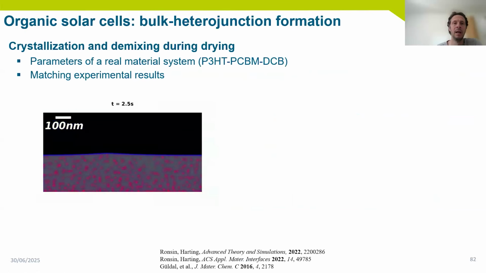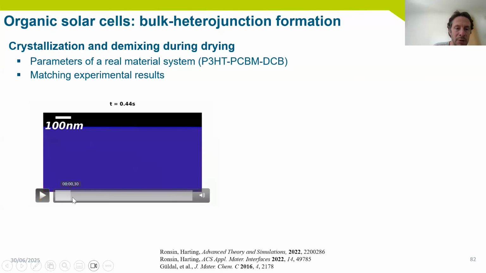How does it look now? Here I wanted to show you an example of drying of a mixture. This is an old system, P3HT, PCBM, DCB. I won't show you PM6Y6 today, unfortunately, but simulations look like this. Basically, it's a cross-section of a drying film. You have a lot of solvent in blue at the beginning, and upon drying, you see a phase separation appearing. And at the end, you have something which probably looks like a real bulk heterojunction, hopefully.